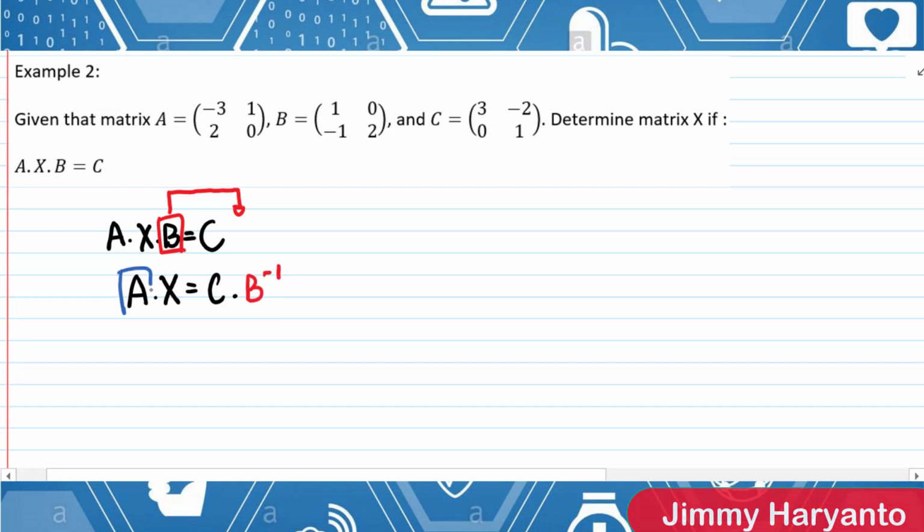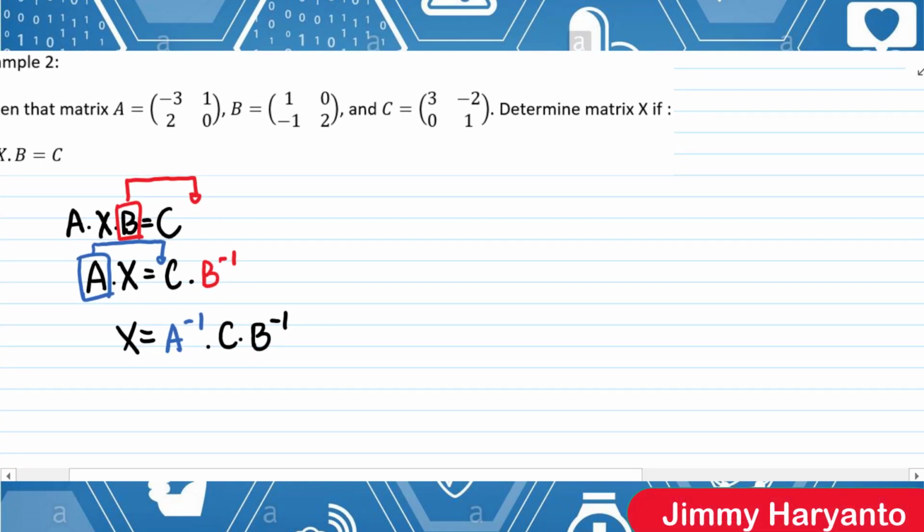And then after that, I want to move the A. A is on the left of the X. That means when I move the A, it will also be on the left of the C. A inverse times C times B inverse. There you go. So after we get this, we can find the A inverse.